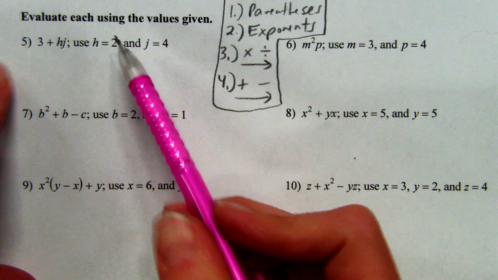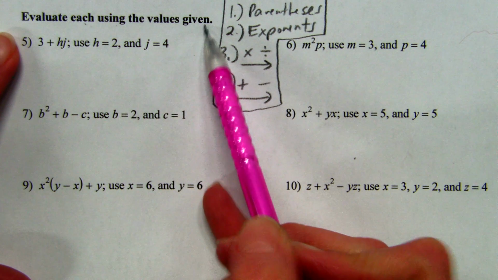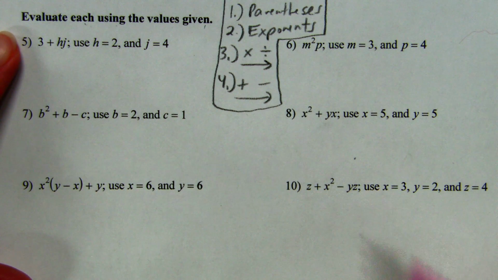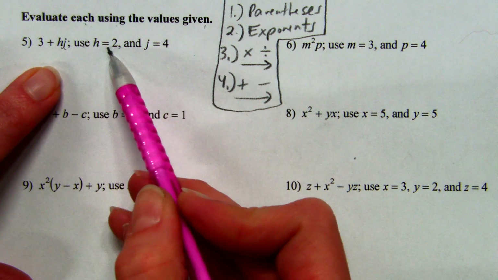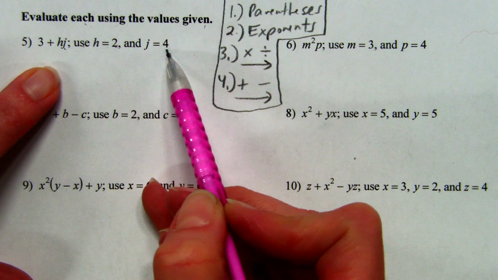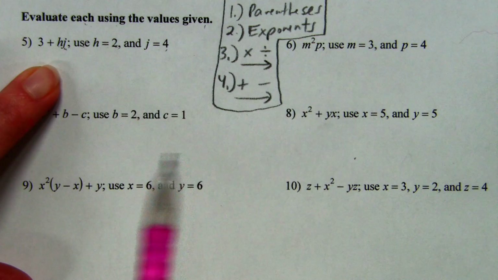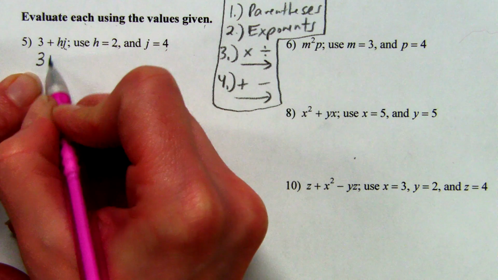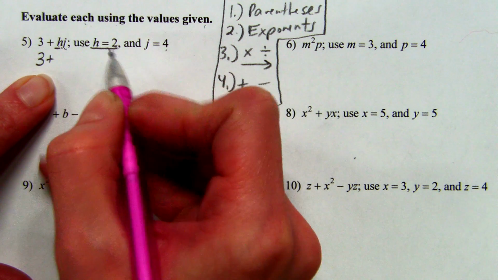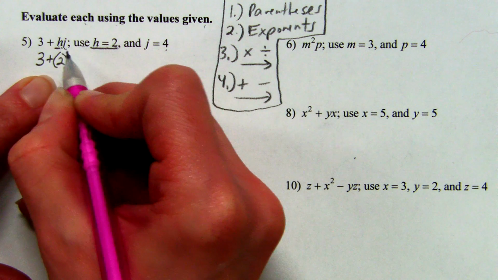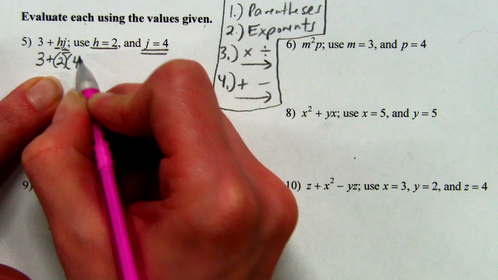So in this last part it says evaluate each using the values given. They're going to give us more than one variable. So if we look at the first one, I have 3 plus hj. Use h equals 2 and j equals 4. So they're giving us 2 letters, and each letter has just one value. So the 3 and the plus stay, and then when I hit the h, that's going to be 2. So I'm going to put in a 2. And then when I hit the J, I'm going to put in the 4.